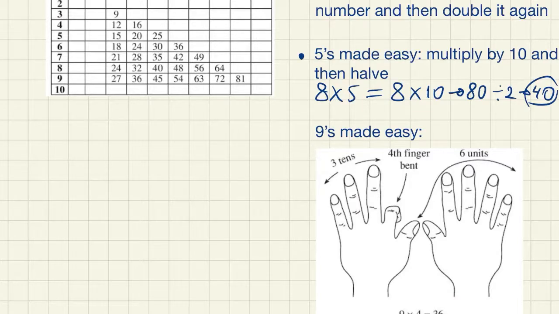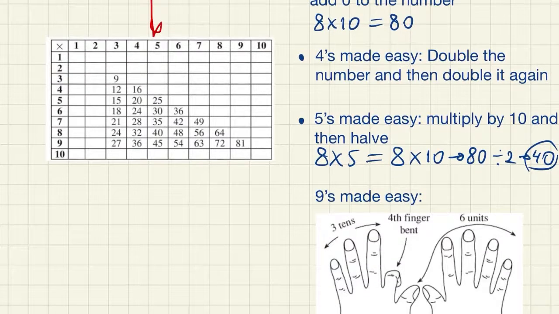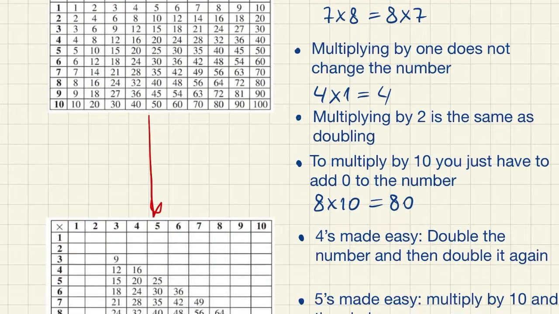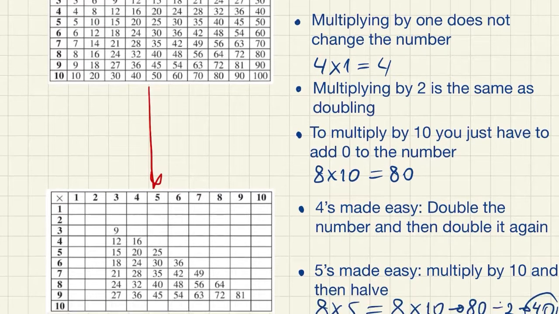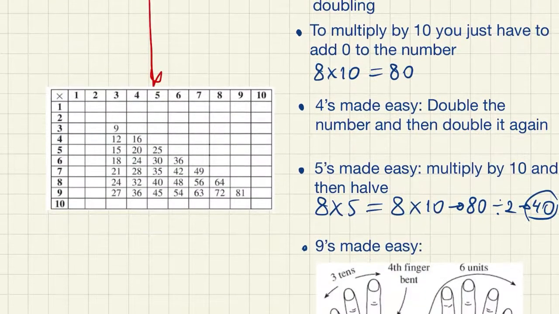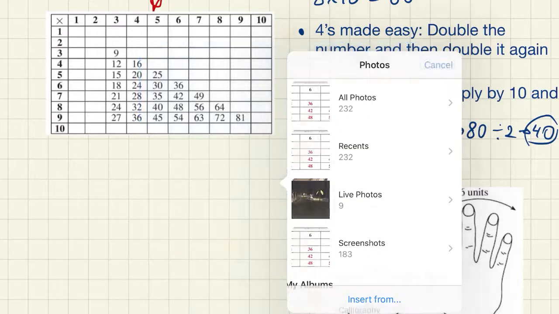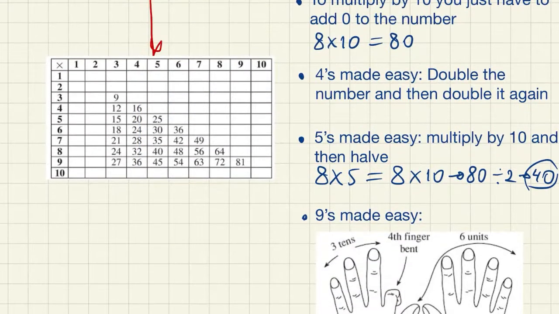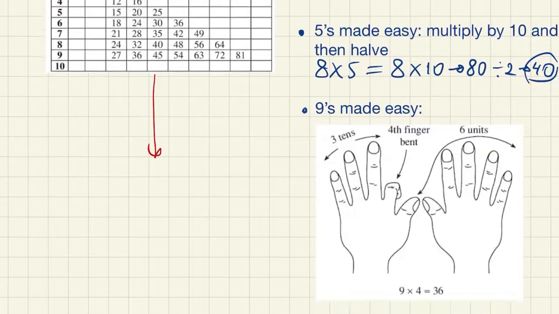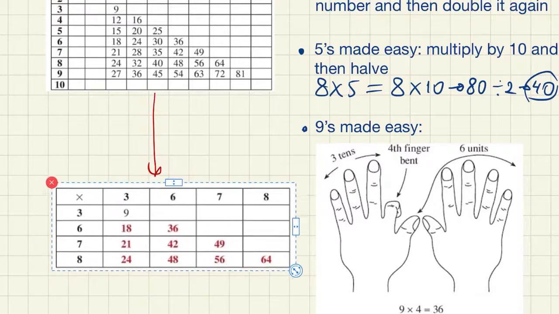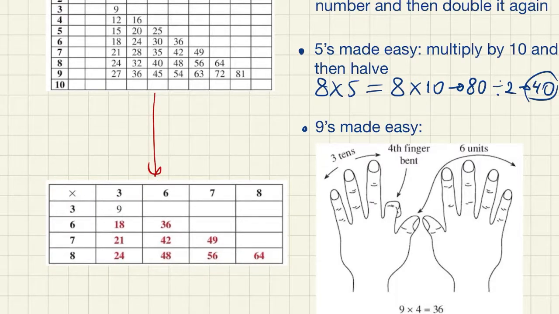So all these facts: order doesn't matter, multiplying by 1 doesn't change the number, multiplying by 2 is doubling, multiplying by 10 is just adding 0, 4s made easy, 5s made easy, 9s made easy. We can actually make this table even smaller. So we can make it really small, like this. And that's the final form. This is all the numbers that you actually have to remember with multiplying.